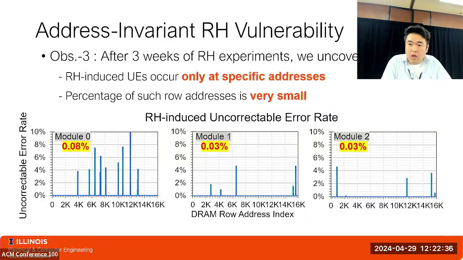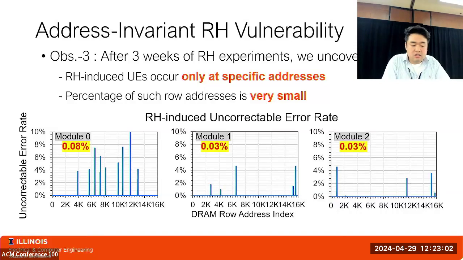After 3 weeks of experiments, we uncovered that Rowhammer-induced uncorrectable errors occur at specific DRAM addresses. We also demonstrated that the number of these vulnerable addresses accounts for only a small fraction of the overall DRAM addresses. This figure shows the Rowhammer-induced uncorrectable error rate for 3 weeks.